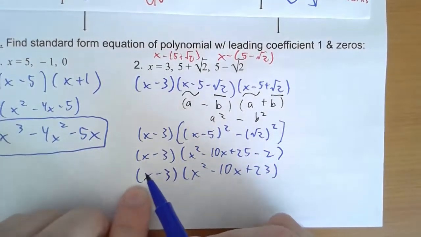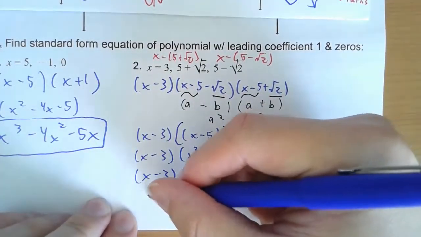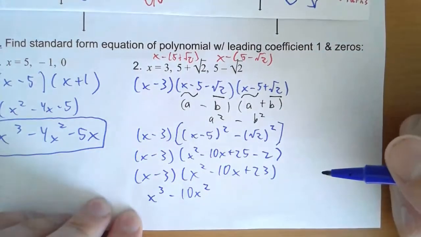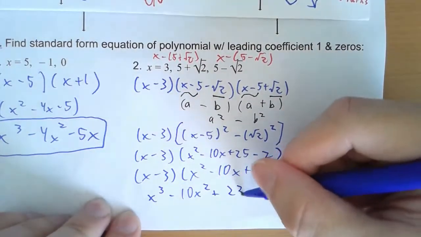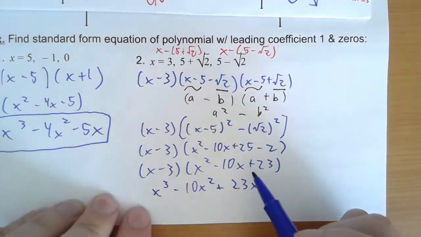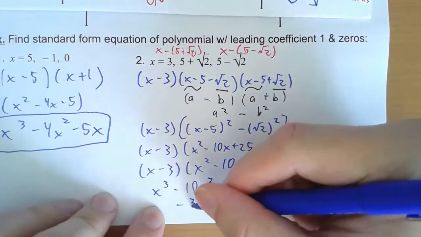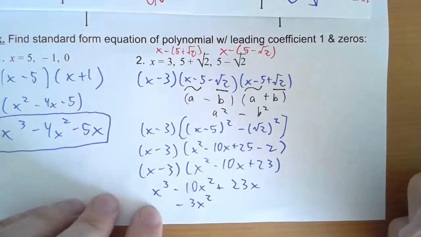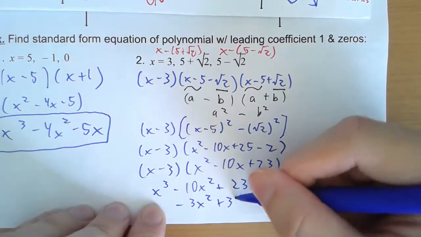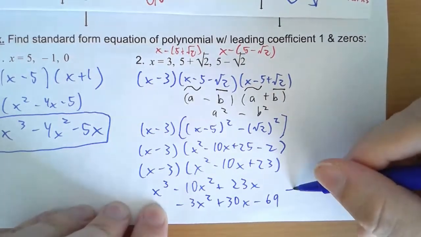And then here, distribute your x through and then distribute the negative 3. So distribute the x through, I'll have x cubed minus 10x squared plus 23x. And then when I distribute the negative 3 through, I like to line up my like terms. So negative 3 times x squared, I'm going to put the negative 3x squared down there. Lines up my like terms for me. And then plus 30x and minus 69.